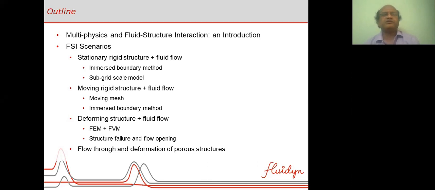This involves a stationary rigid structure and fluid flow, or moving rigid structure and fluid flow, or deforming structure and fluid flow, including structural failure and geometry changes, structural changes which may change the flow boundaries themselves. Finally, we will look at one or two problems involving flow through and the deformation of porous structures.